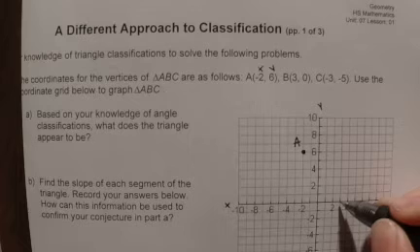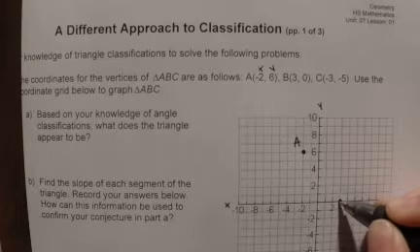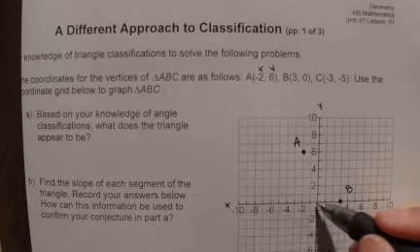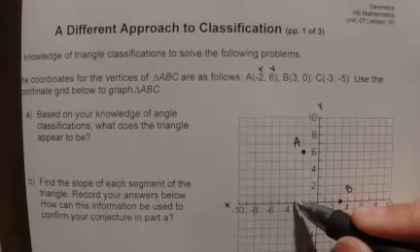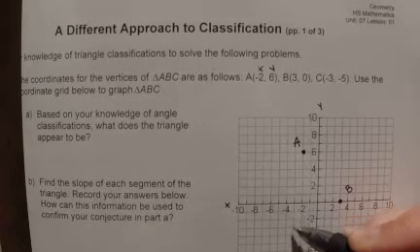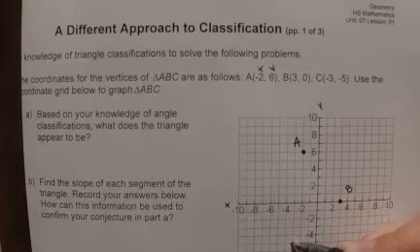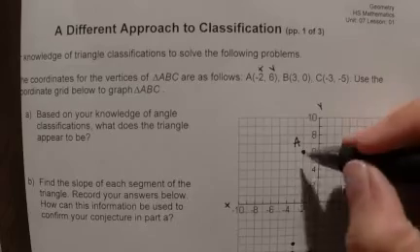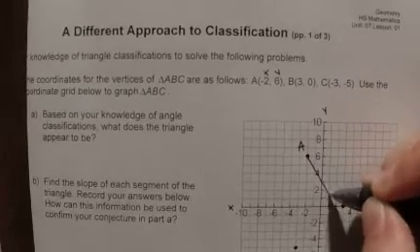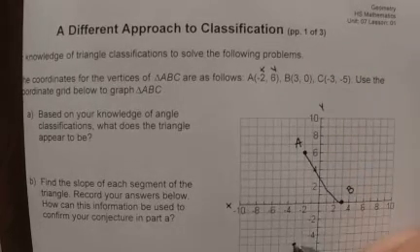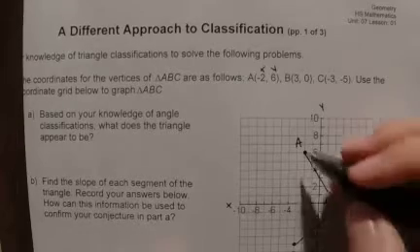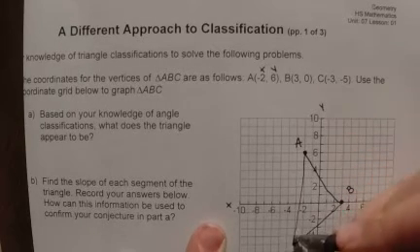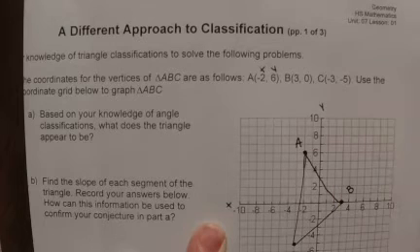B is 1, 0. So it would be right here. And then C is -3, so this way, and then down -5. 1, 2, 3, 4, 5. And this is C. And then you connect them like it said, A to B, B to C, and then A to C. So there's our triangle ABC.